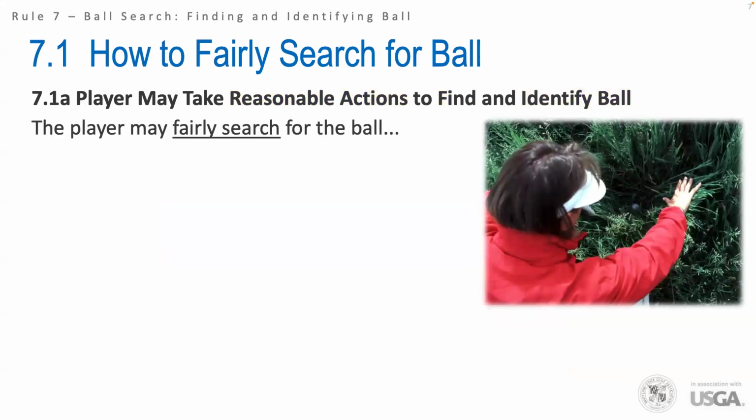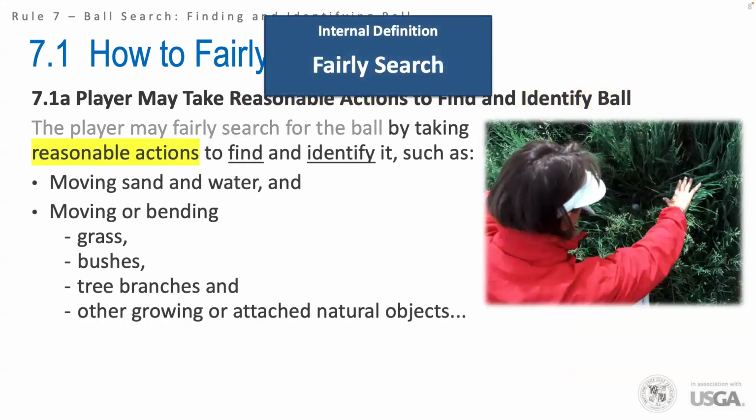So the player may fairly search for the ball. And with this internal definition, when we see internal definitions, it means it's not officially a definition within the back of the rules, but it's going to give us a little more insight as to what the rules think this concept of fairly search means. So the player may fairly search for the ball by taking reasonable actions to find and identify it, such as maybe moving sand and water, or maybe moving or bending grass, bushes, tree branches, or maybe something other that might be growing or attached and is a natural object.